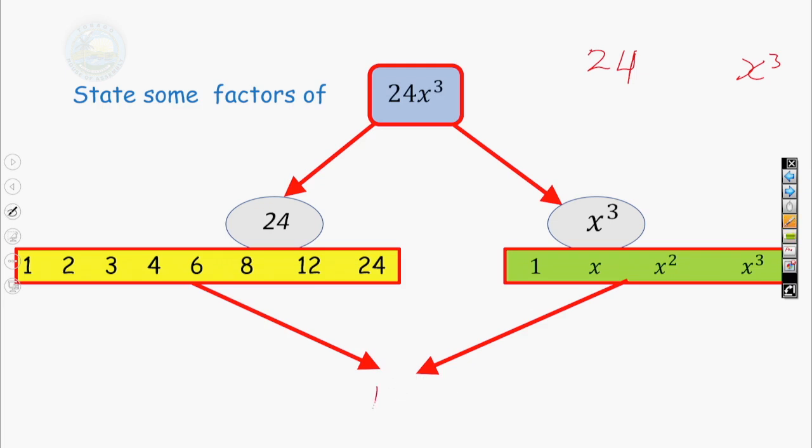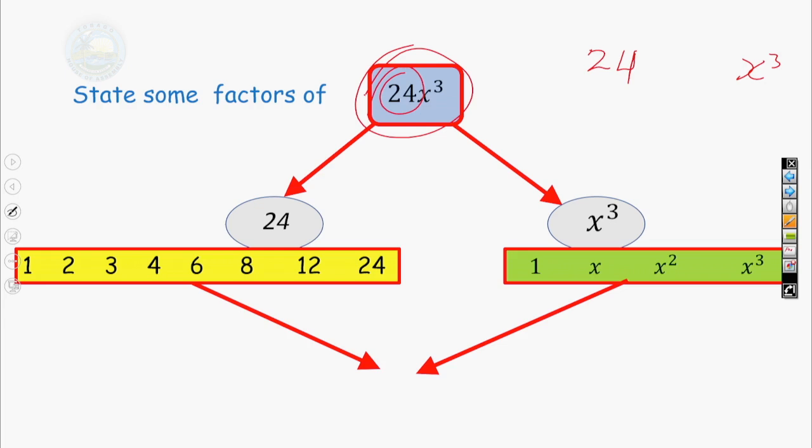Take another number here. We take 12. 12x squared is going to be a factor of 24x cubed. Let's look at another one. So what we are saying here is this: once we know the factors, this here is called the coefficient. Once we know the factors of the coefficient, we can then combine those factors with the factors of the variables to create the factors of our compound term. So it's a combination of a coefficient and a variable raised to a power.